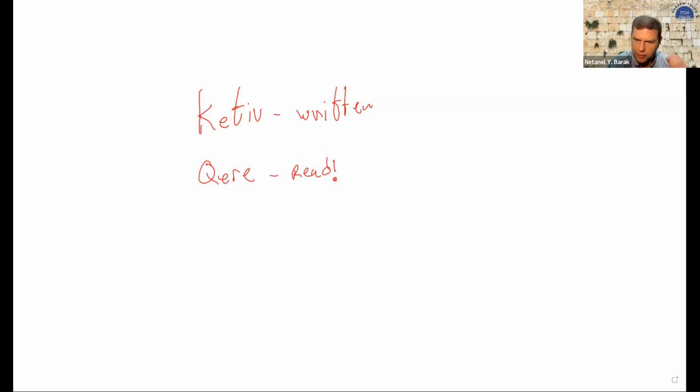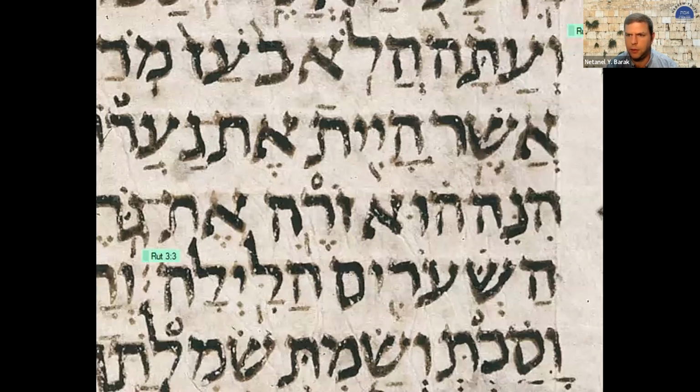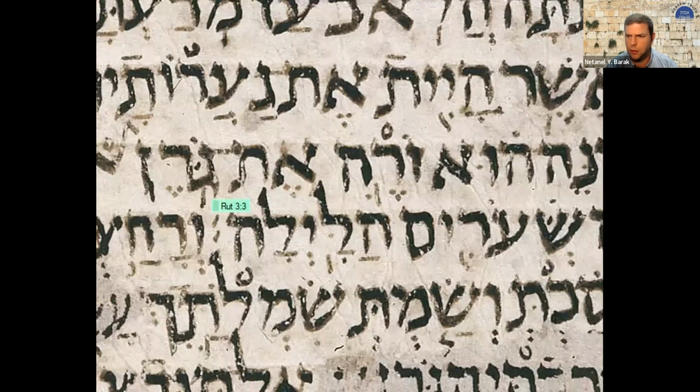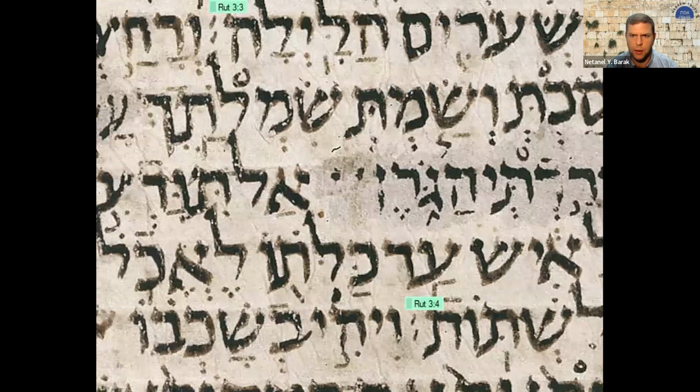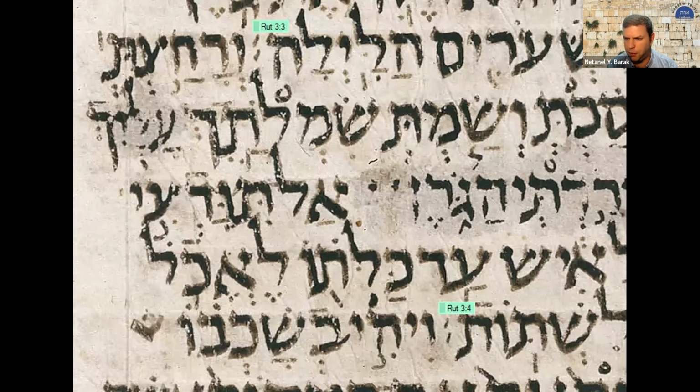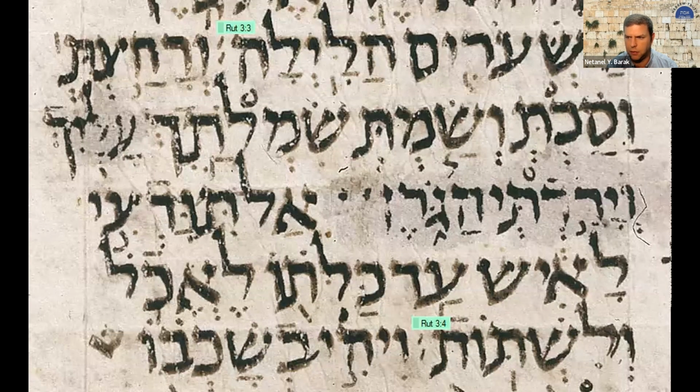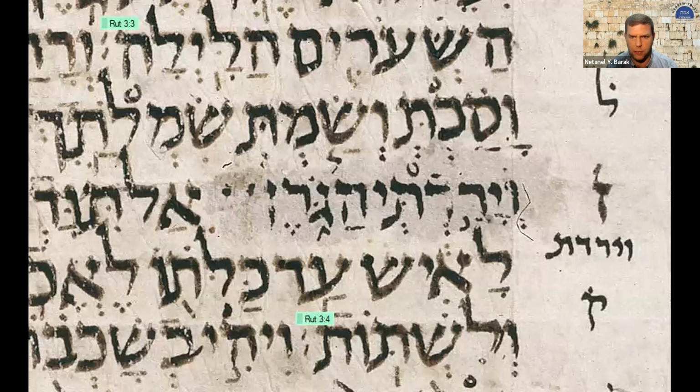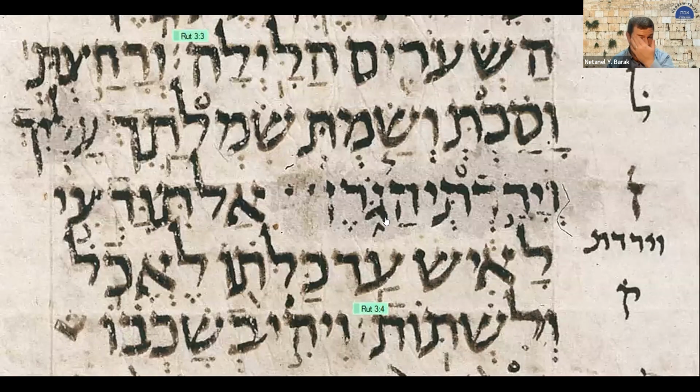So you asked about chapter 3 and verse 3. So let's see this. Okay, very good. Chapter 3, verse 3. These are the instructions, by the way, of Naomi to Ruth. And that's the verse. Now you can see the whole verse. I'll take the example of the word v'yaradet, the Ketiv versus the Qere.